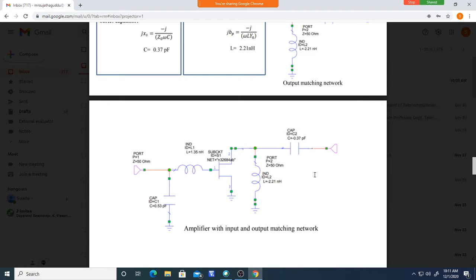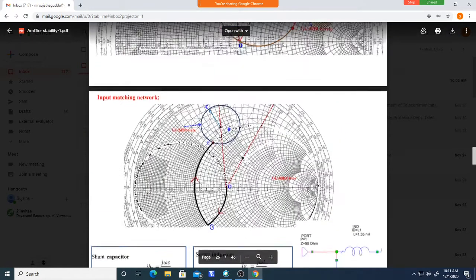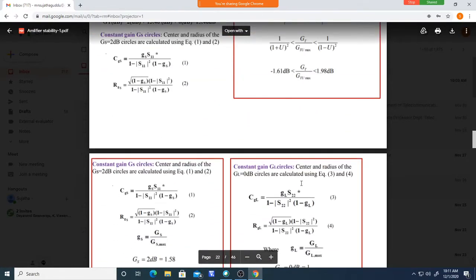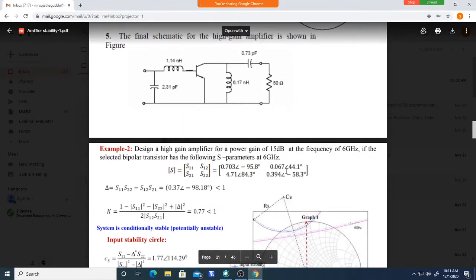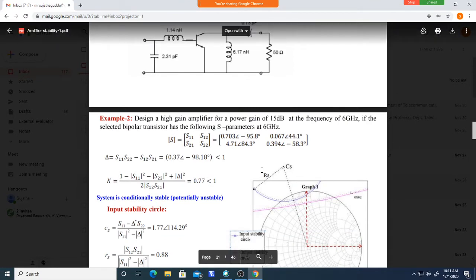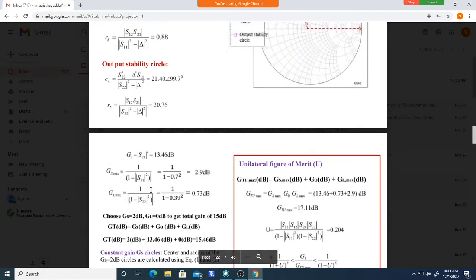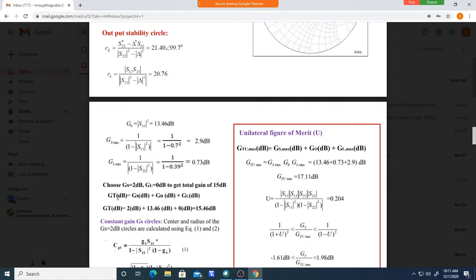For a given problem, you should first see what the given gain and S parameters are. Next, you should check whether it is unilateral or not. Next, you should draw the stability circles. After that, you should draw the constant gain circles based on the gain requirement. Here I want 15 dB gain. To get 15 dB, you should first check the total gain, which is given by this equation.